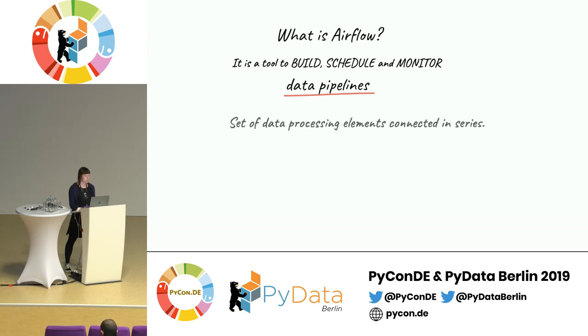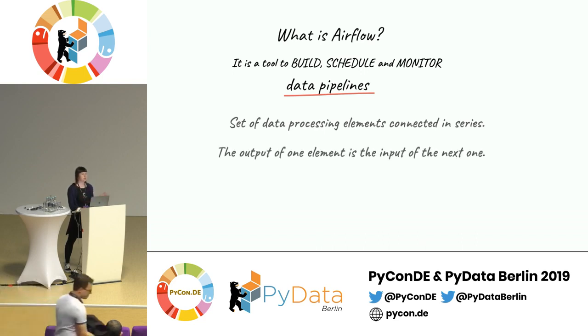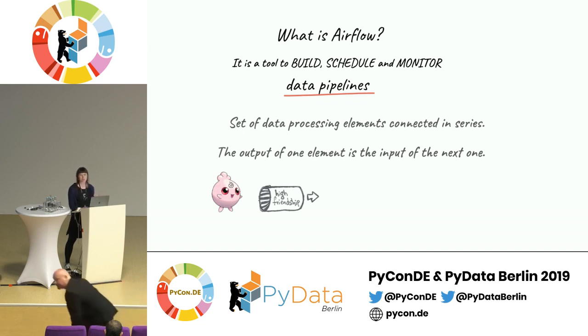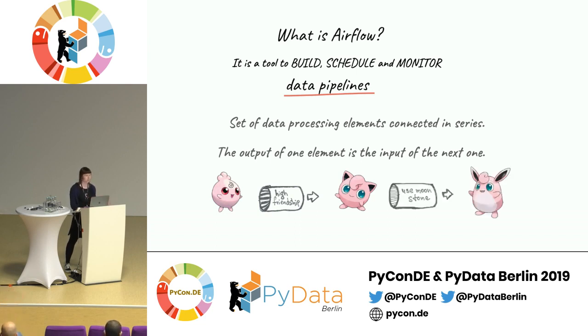Data pipeline is the set of data processing elements connected in series, where the output of one element is the input to the next one. Imagine you have some data, you put it into the data processing element, simply put function, and you get transformed output that you can put into the next function, and so on.